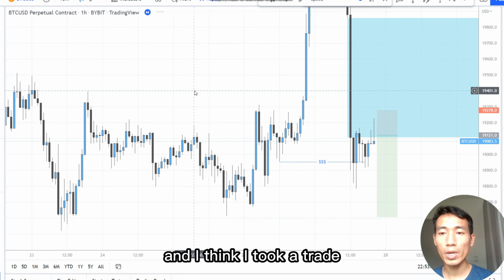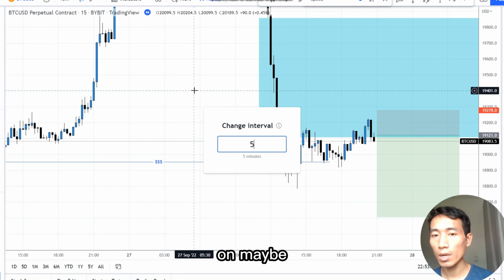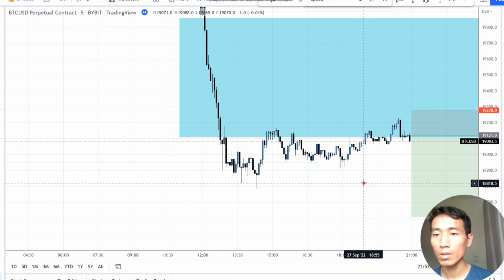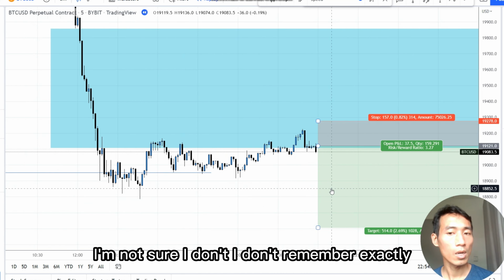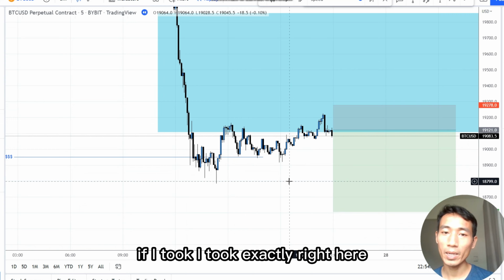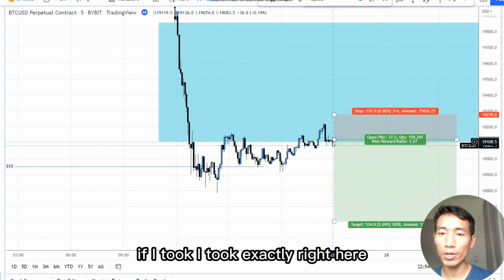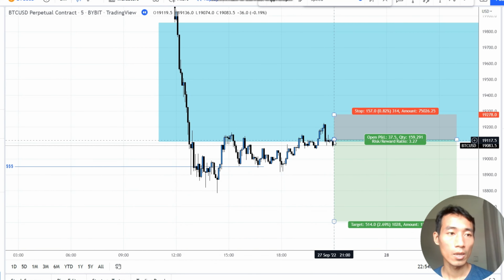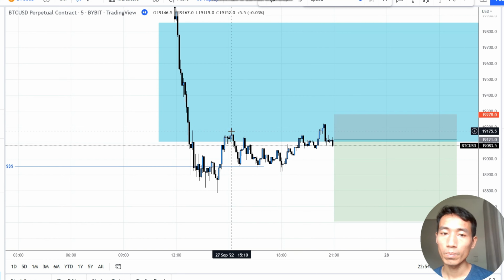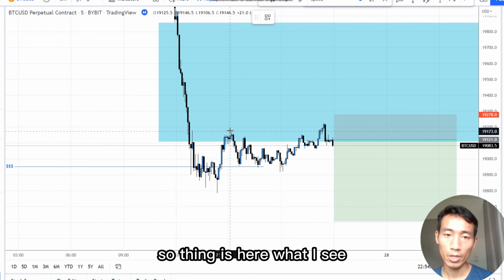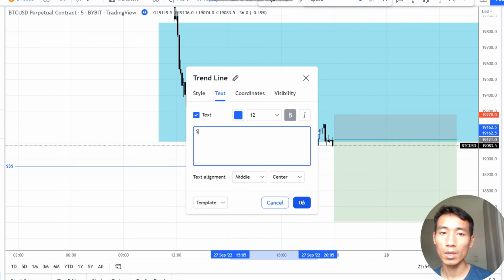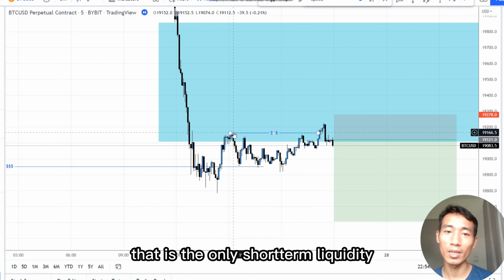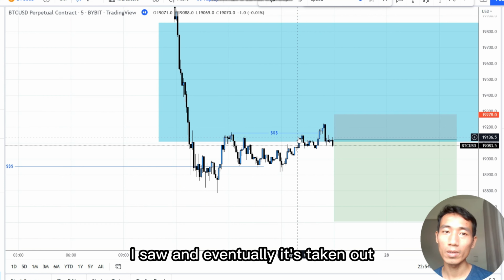And I think I took a trade maybe on 5 minutes. I'm not sure. I don't remember exactly if I took exactly right here. So the thing is, here what I see is this short term liquidity. That is the only short term liquidity I saw, and eventually it was taken out.